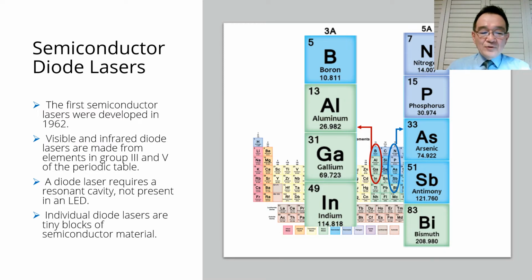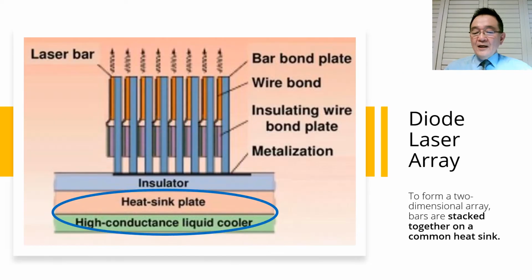A diode laser requires a resonant cavity, which is not present in a light-emitting diode, LED. Individual diode lasers are tiny blocks of semiconductor material. To form a two-dimensional diode array, bars are stacked together on a common heat sink.